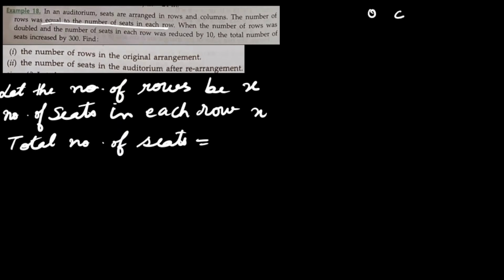If the number of rows is 4, yes, so this is x into x. There we did 4 into 4. Here we will do x into x. X into x is basically x square. So directly I can write: how many seats in this arrangement? It is x into x, which is x square.